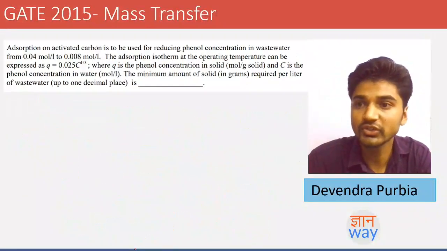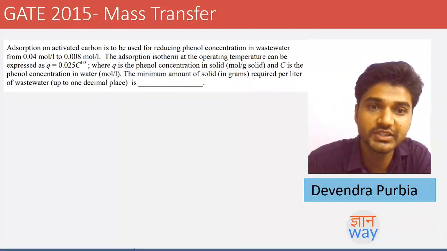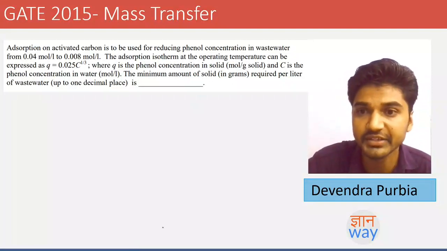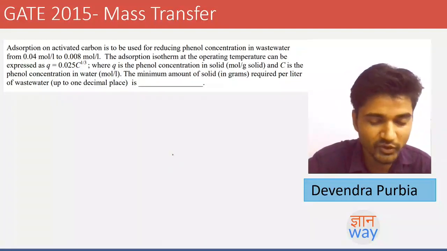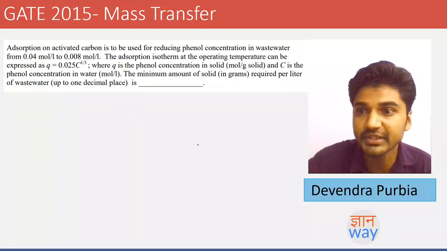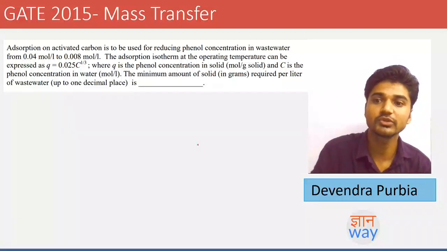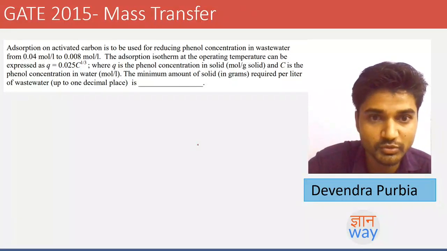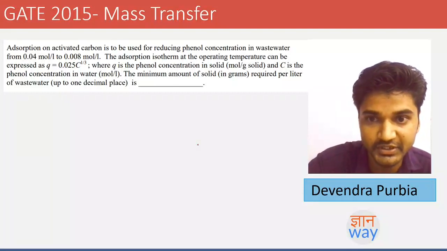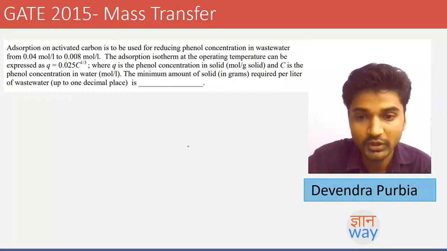Now next question, adsorption on activated carbon is used to reduce phenol concentration in wastewater from the given concentration to the required concentration, and the adsorption isotherm follows the Langmuir equation at operating temperature that can be expressed as Q equals 0.025 C raised to power 1 by 3, where Q is the loading and C is the concentration, and we are asked to calculate the minimum amount of solid flow.